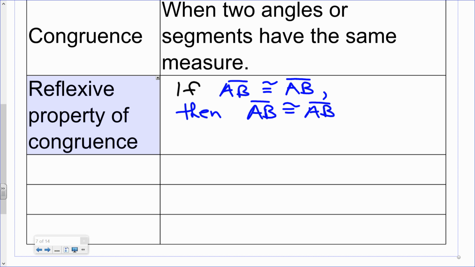Okay, so if AB is congruent to AB, then AB is congruent to AB. Every segment is congruent to itself, or every angle is congruent to itself. That's pretty obvious. It's almost painful to even think about it, so obvious. Next one.